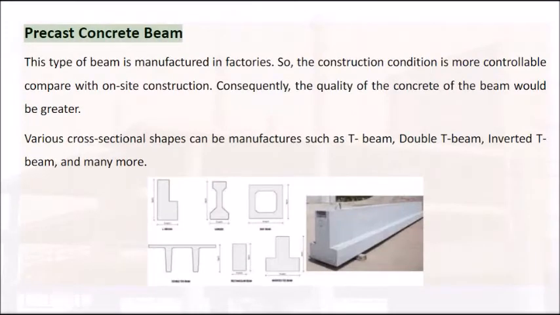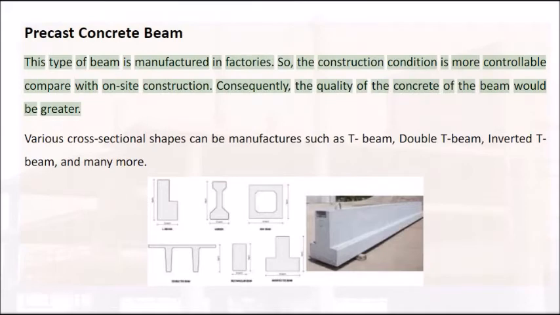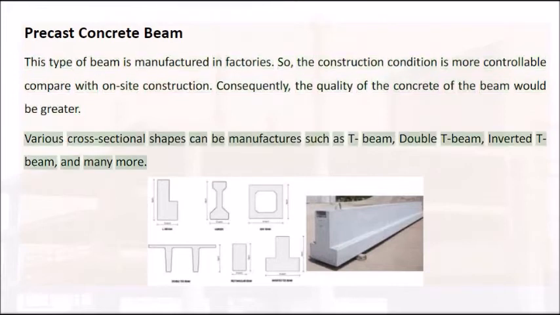Precast concrete beam. This type of beam is manufactured in factories. So, the construction condition is more controllable compared with on-site construction. Consequently, the quality of the concrete of the beam would be greater. Various cross-sectional shapes can be manufactured, such as T-beam, double T-beam, inverted T-beam, and many more.